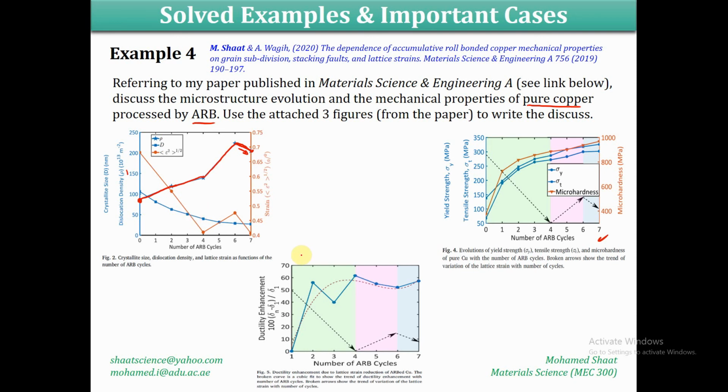But after the rolling, as the number of the accumulative bonding cycles increases, the dislocation density is going to increase. And we're going to have a continuous increase in the dislocation density upon the increase of the number of the accumulative bonding cycles, except for the last cycle, where we're going to have a slight decrease in the dislocation. The reason behind this is lots of things.